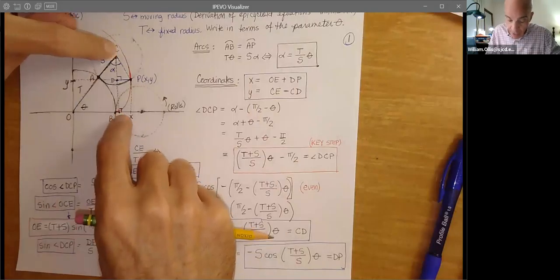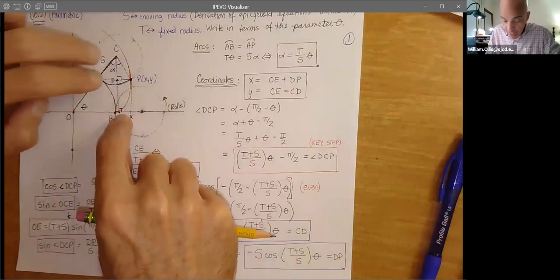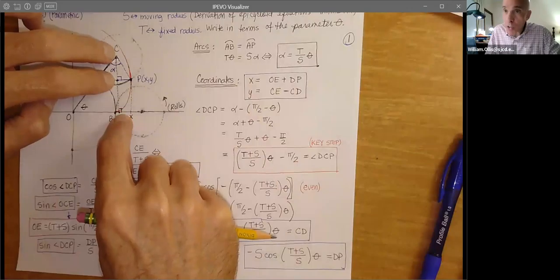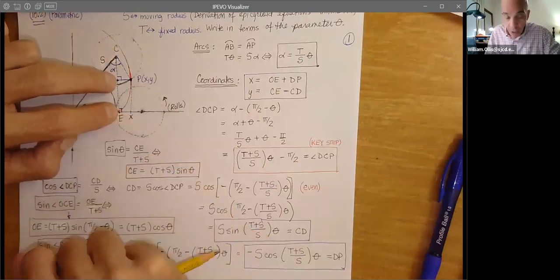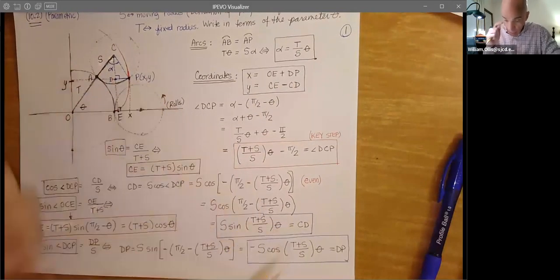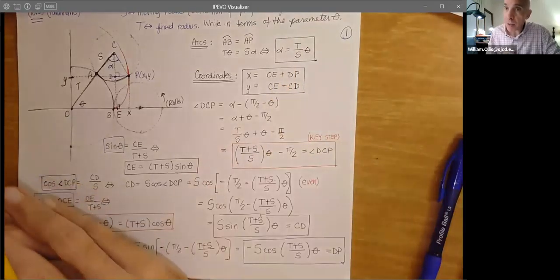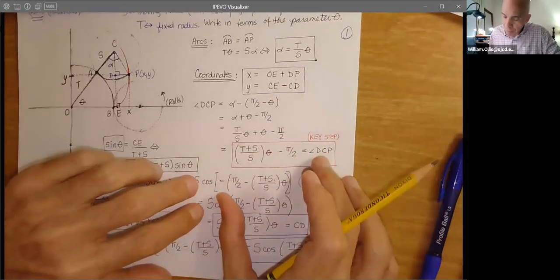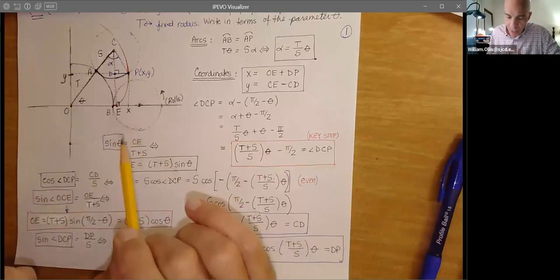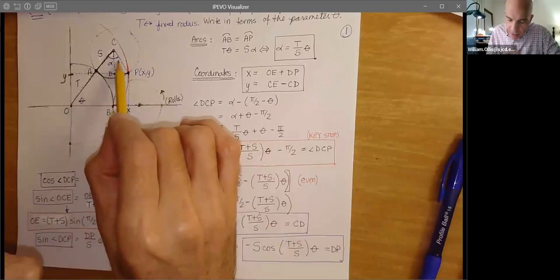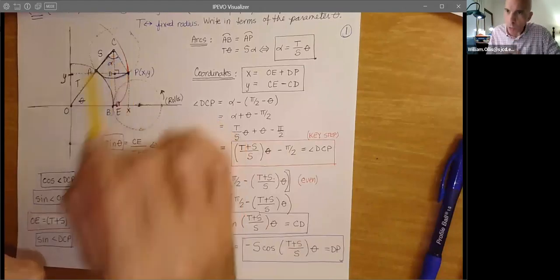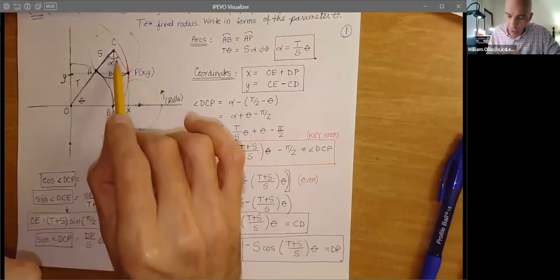Now Y, again, a little bit more complicated, but doable. Y is this distance here. So we have to use two distances that are simpler. So what we're going to do is we're going to find the distance C to E using the big triangle, and then the distance C to D using the smaller triangle with the sines and cosines. And then the difference is just this length right here, which is Y, the Y coordinate. So that's the kind of the recipe there, all right?